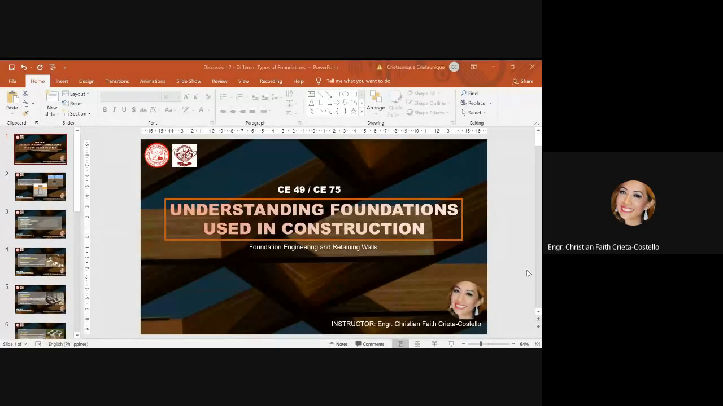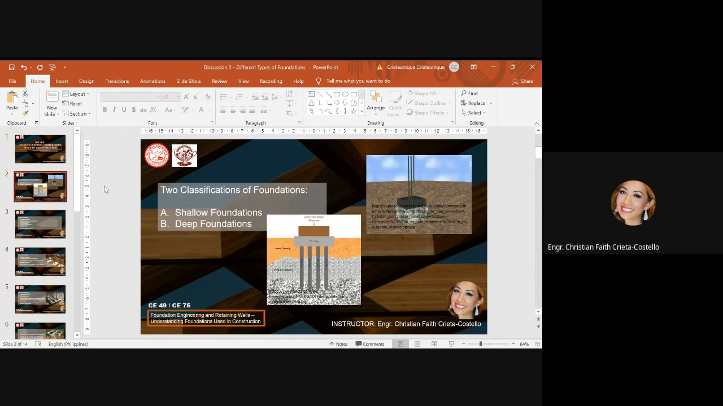Let us now discuss understanding foundations used in construction. So this is a continued discussion for foundation engineering and retaining walls. First, we have to know the two classifications of foundations, and these are shallow foundations and deep foundations.